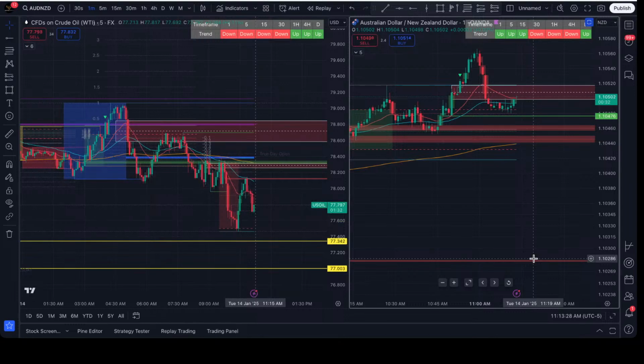Aussie New Zealand, slowly making a move now. Let's see what this looks like on the 5M. We tap that 20 EMA. We're also finding rejection off the weekly range, the aqua line. We're sitting right in it.